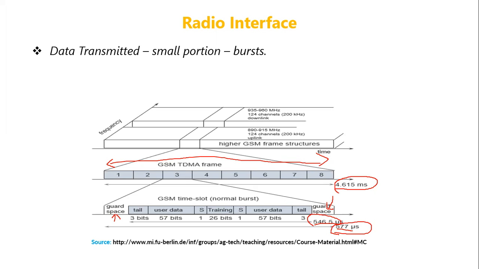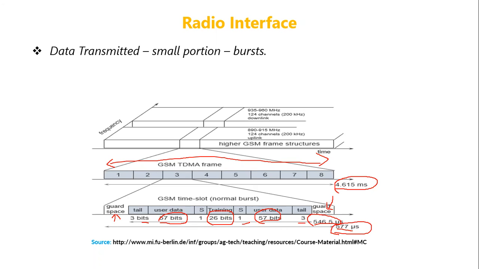It contains totally 148 bits. If you add up all these bits, you will get 148. There are 57 bits for user data, and another 57 bits for user data, which is 114. There are 26 bits for training. So 114 plus 26 is 140. Then 140 plus 3, 143, and so on, up to 148. So it contains totally 148 bits.